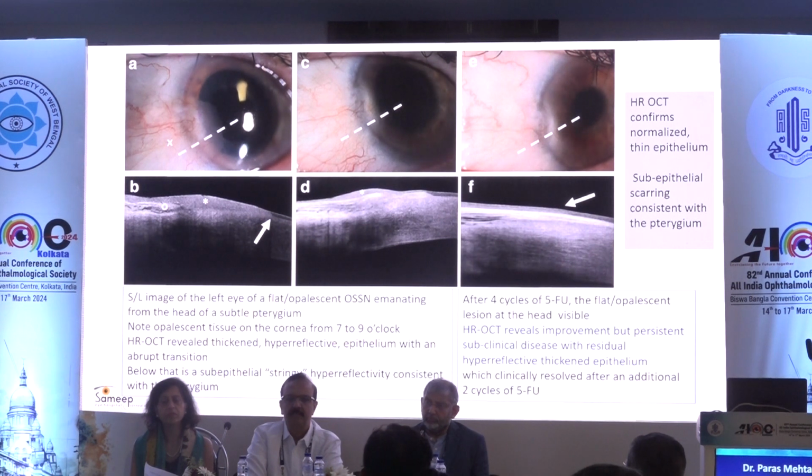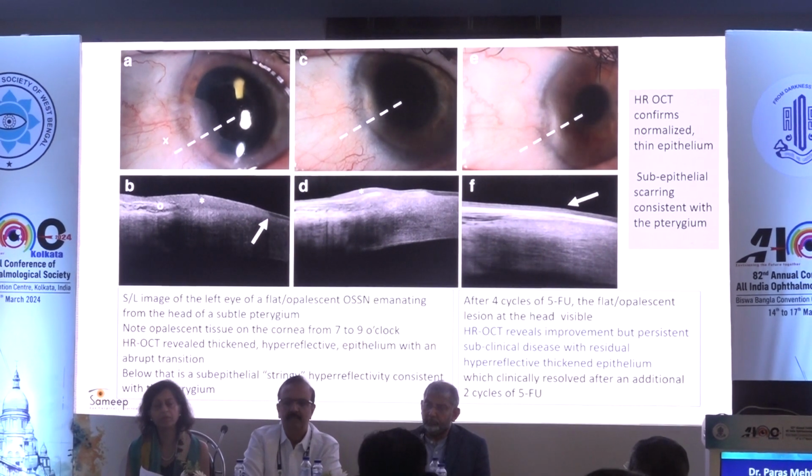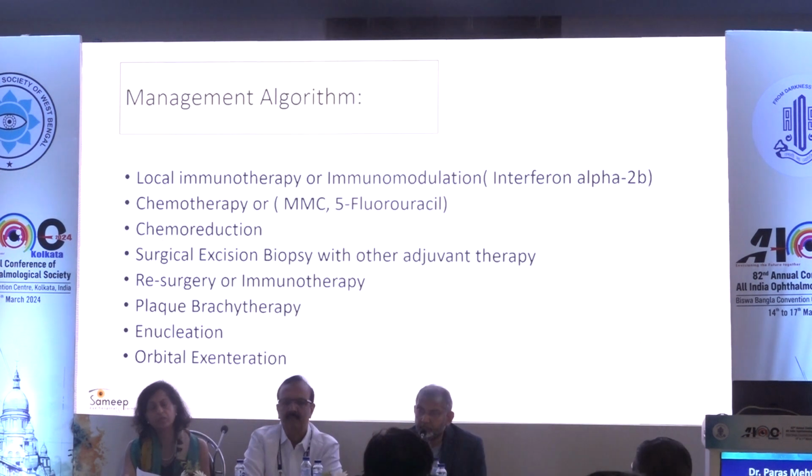As I said, it is very important that we can differentiate between subclinical cases. Here is a clinical case where there is a pterygium as well as OSSN associated with that, and you can differentiate the two with the help of HROCT, and even decide the endpoint of your treatment. So HROCT confirms normalized thin epithelium and subepithelial scarring, which is consistent with only pterygium, as you can see in the last picture on this OCT.